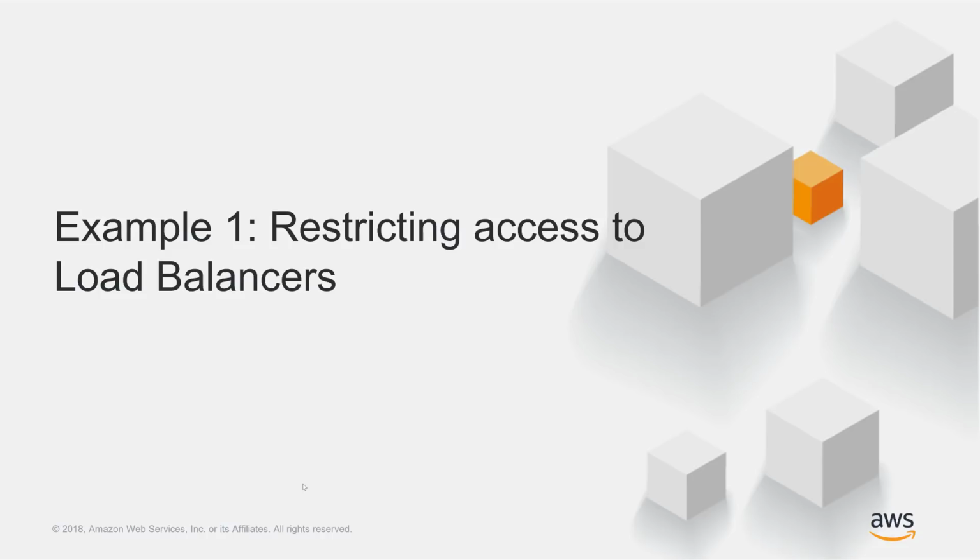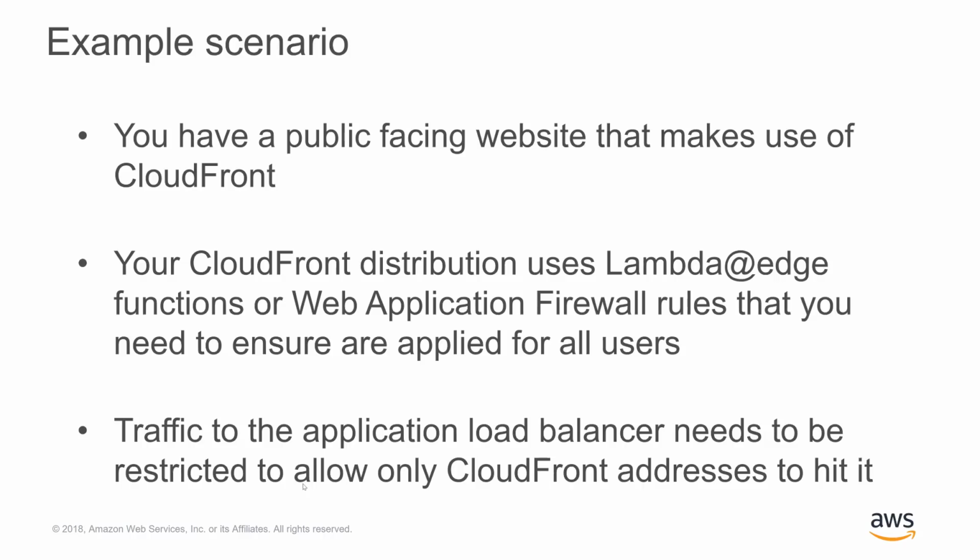And the first one I want to look at is restricting access to load balancers. Here's the example scenario. You have a public-facing website, and you've got that behind a CloudFront distribution. Your CloudFront distribution is using either Lambda@Edge functions or some web application firewall rules that you want to ensure are applied for all users. Traffic to the application load balancer is restricted to only allow access from the CloudFront addresses, not directly to the load balancer.